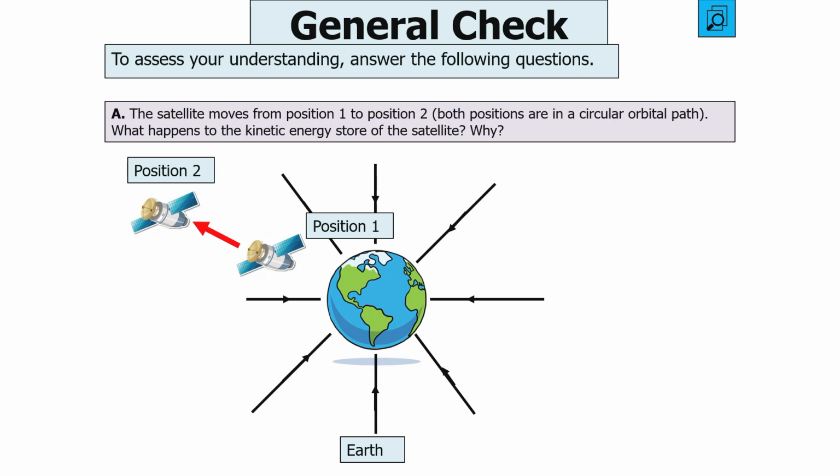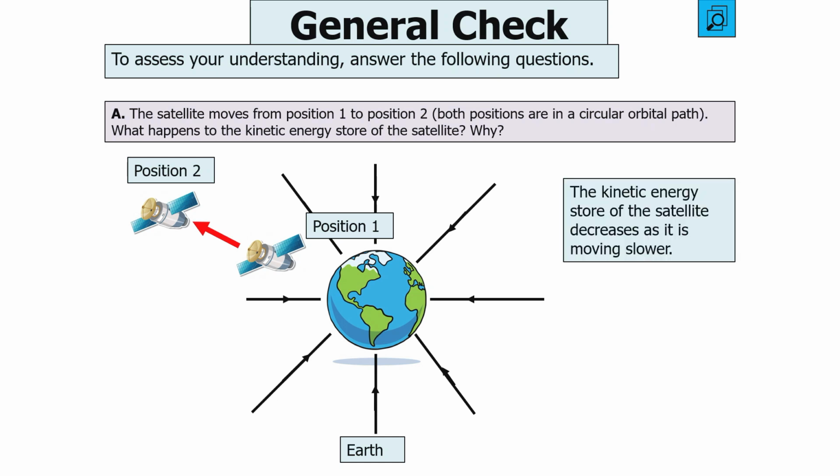The satellite moves from position 1 to position 2. What happens to the kinetic energy store of the satellite and why? The kinetic energy store of the satellite decreases as the satellite is now moving slower.